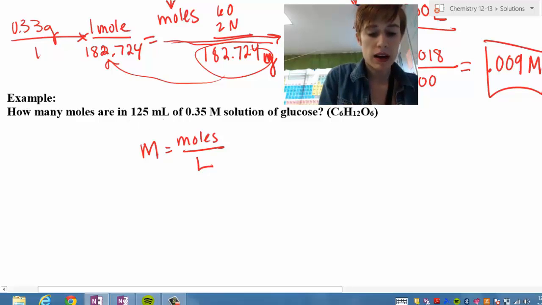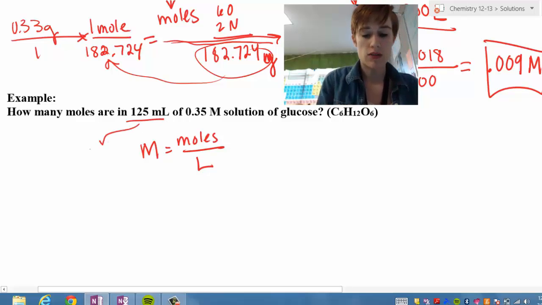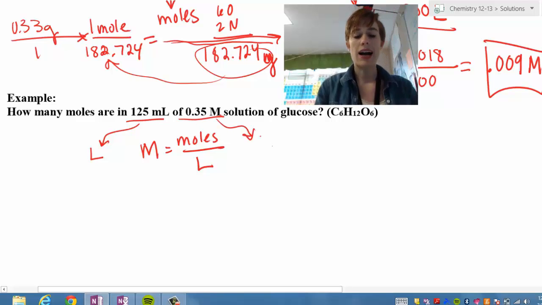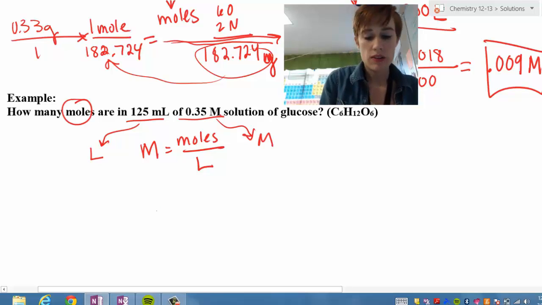Here I'm given my liters. I just have to convert. And here I'm given my molarity, so I need to solve for moles. So let's go ahead and fill in. My molarity is 0.35. I'm trying to look for moles.